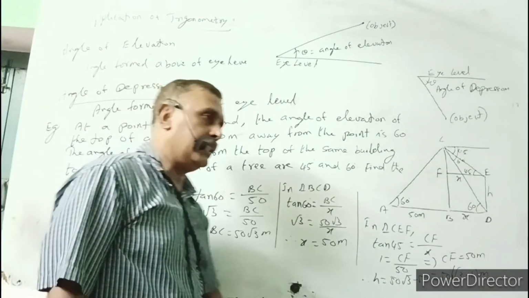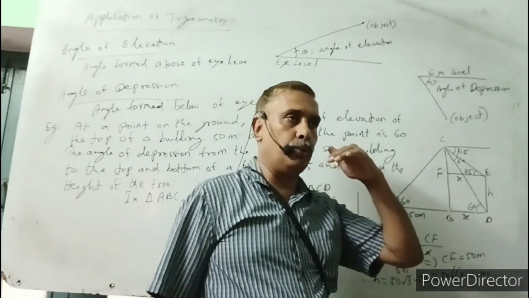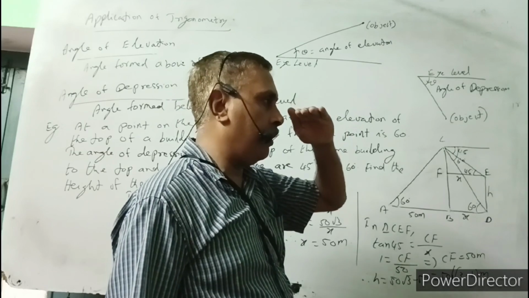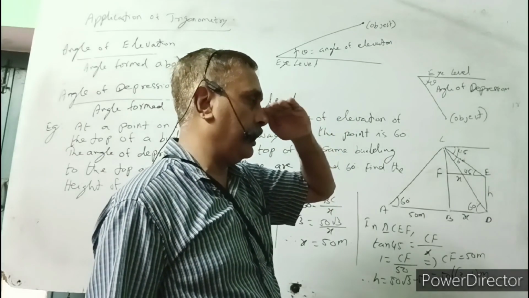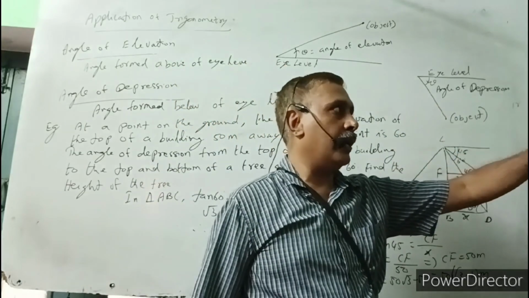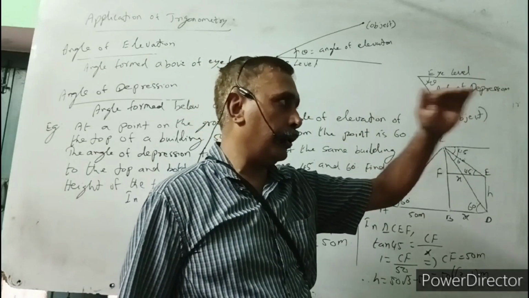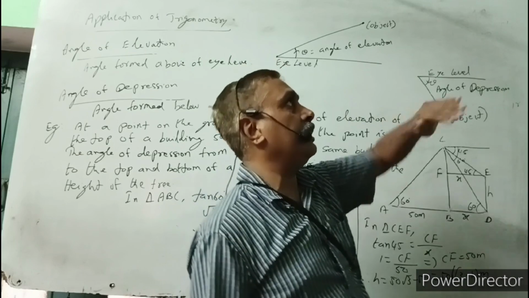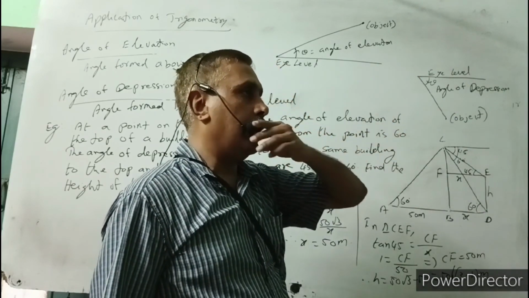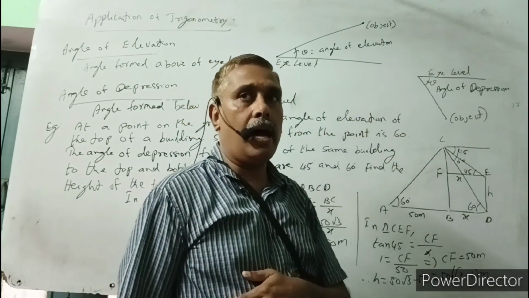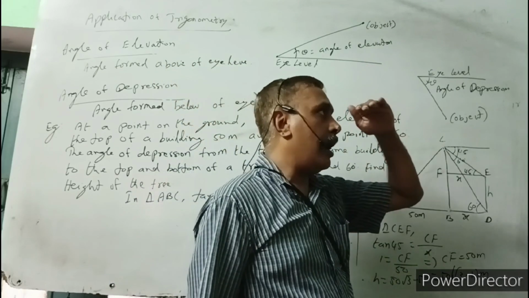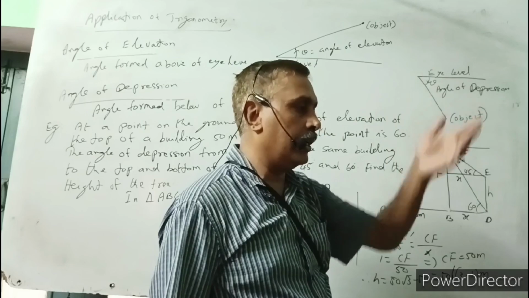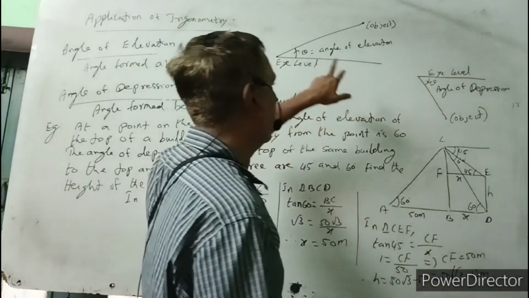What is angle of elevation? Suppose you want to observe an object which is above the eye level. Eye level means you draw a line which is horizontal to your eye. And suppose you want to see an object which is above the eye level, there we will use the angle of elevation. And if you want to see an object below the eye level, we will use the angle of depression. That is what is written here.